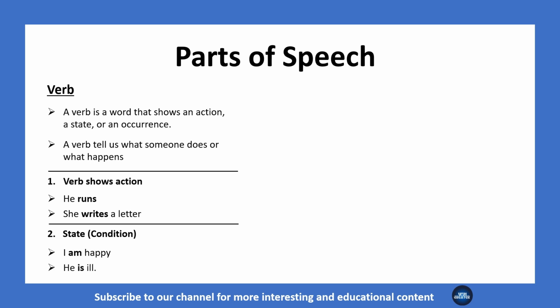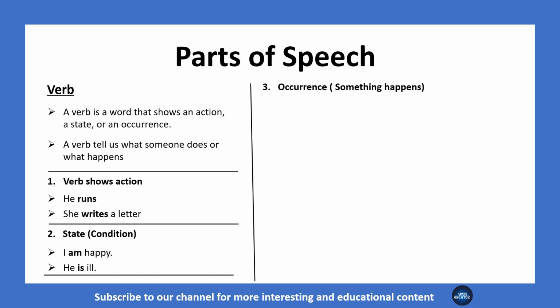The other example is, he is ill. The word is is the verb. It expresses the subject's state of health, not an action. The verb connects he with the condition ill. In these sentences, the verb functions to describe what the subject is, rather than what the subject does.